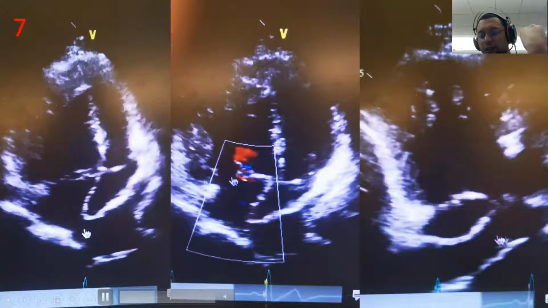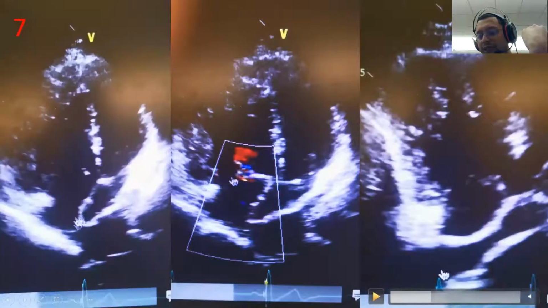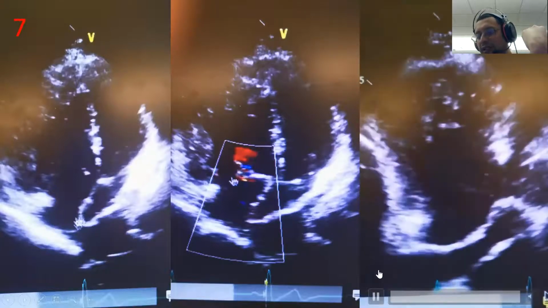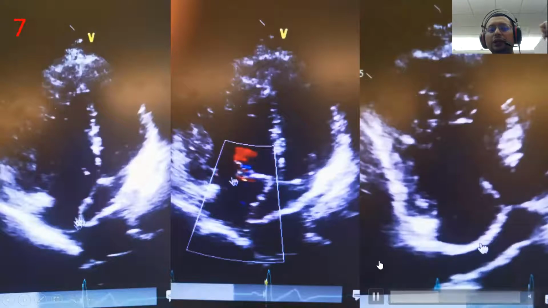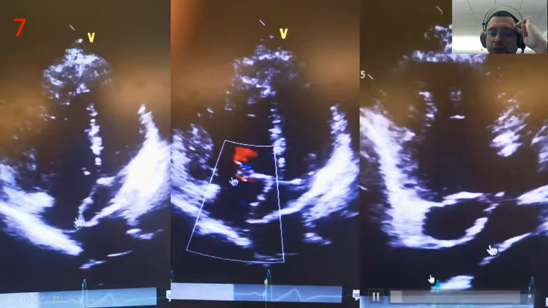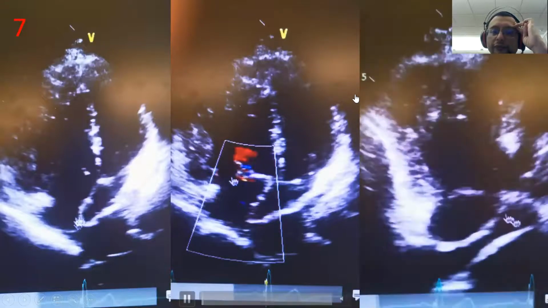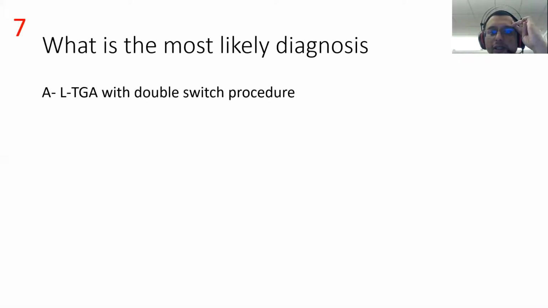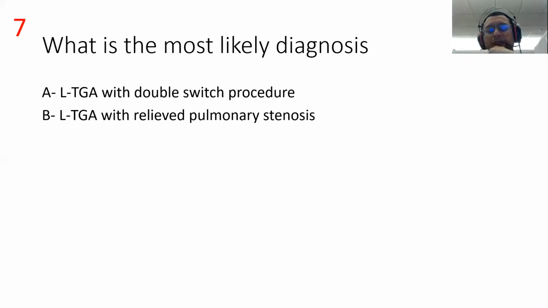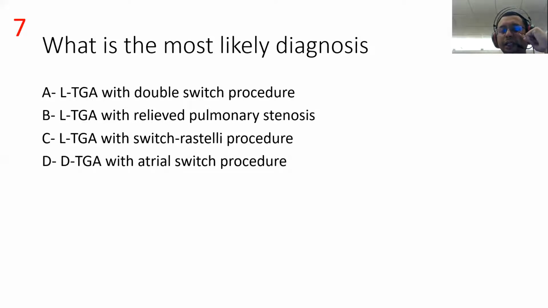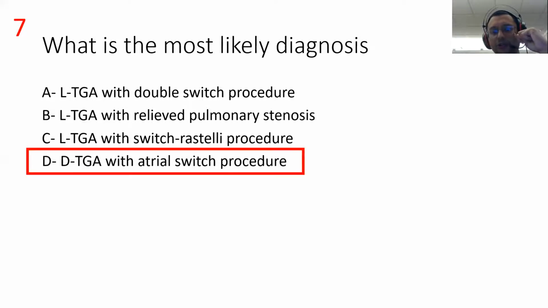All right. And then in this situation, you have blood coming from the SVC and IVC going into the left ventricle, because SVC and IVC is deoxygenated blood, and then goes to the pulmonary artery and gets oxygenated. So this is a baffle. So this is the patient that has not LTGA with double switch procedure, not LTGA with relief of pulmonary stenosis, not LTGA with Rastelli procedure. This is a patient with DTGA and atrial switch procedure. Okay, so this is it.